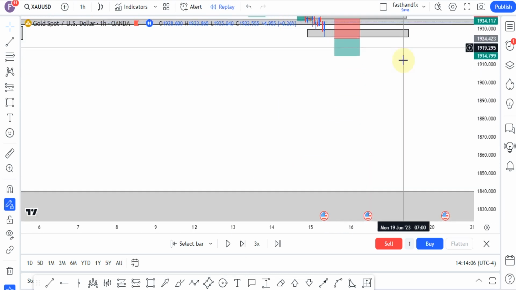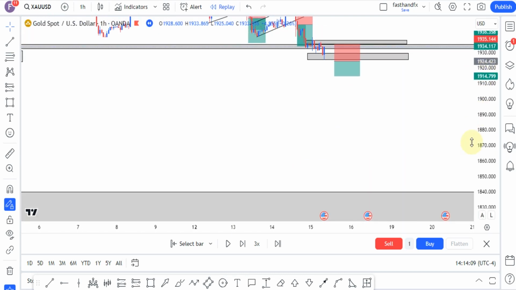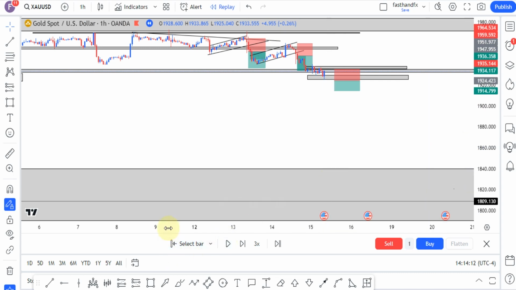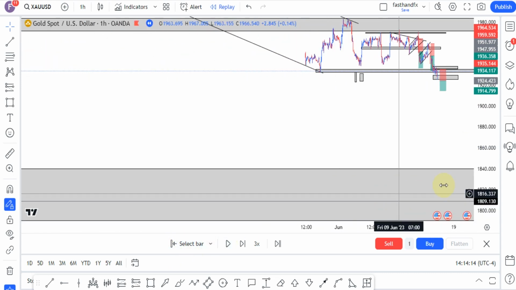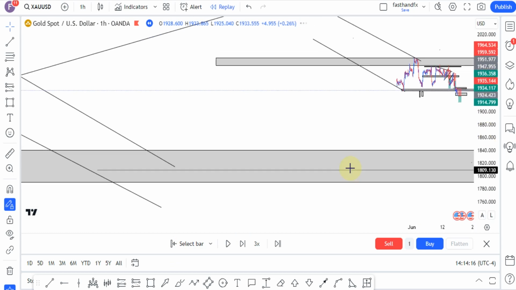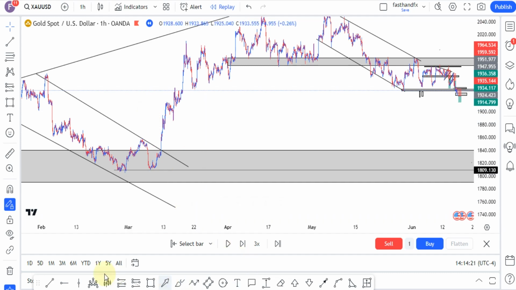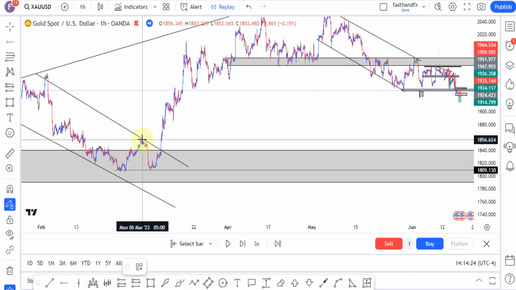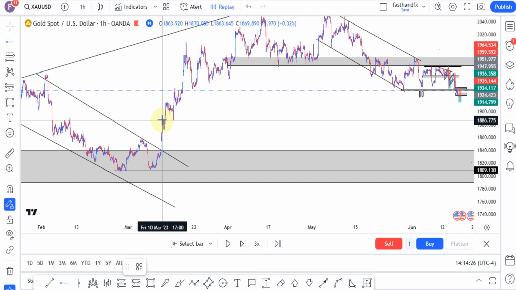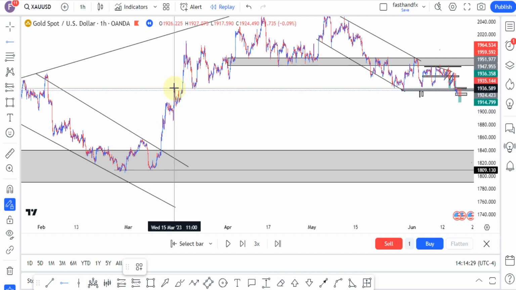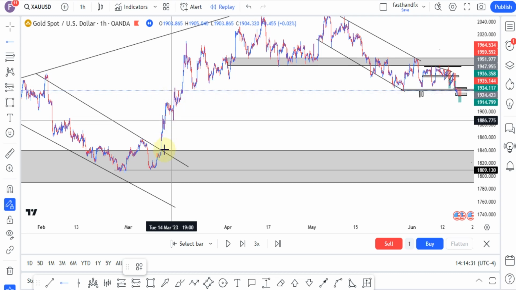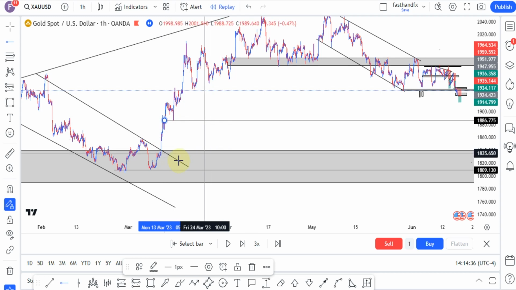Then what's our target? We can target this point. Let me zoom in so that you can see where we should target. So this should be our first target, down here. So this should be our TP1. Then our TP2 should be down here. So let's see what the market does around that area.